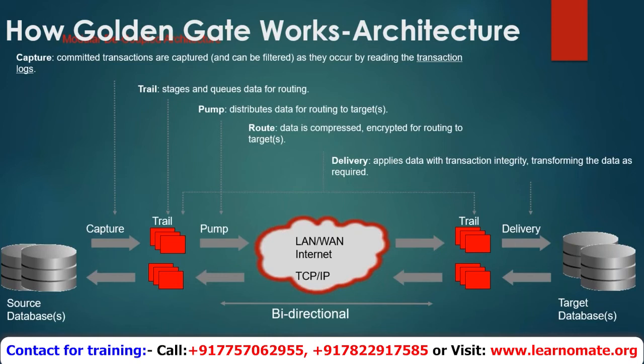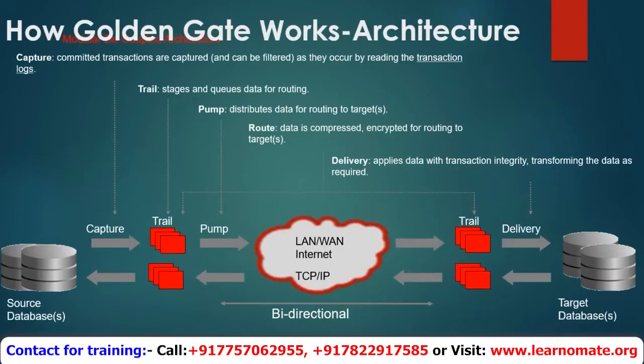Now suppose your GoldenGate is set up in bidirectional environment. When GoldenGate is set up in bidirectional environment, your capture, pump and delivery process will be present on both the sites. That is, they will be present on site A as well as site B. From site A to site B, the capture and pump will reside on site A and apply it to target site.